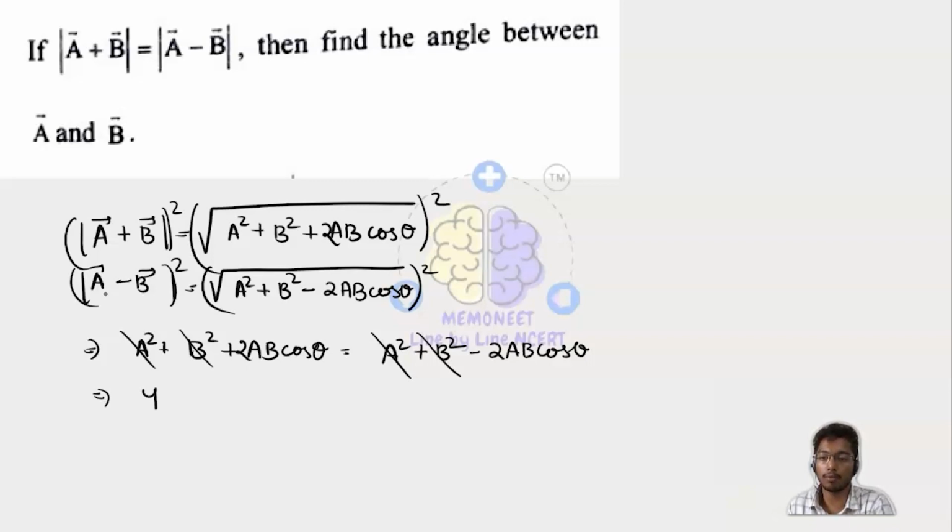So this will have 4ab cos theta is equal to 0. So the value of cos theta is equal to 0. At which value will theta be such that cos is 0? Cos 90 degrees is equal to 0. So theta is equal to 90 degrees. Hence the angle between both the vectors is 90 degrees.